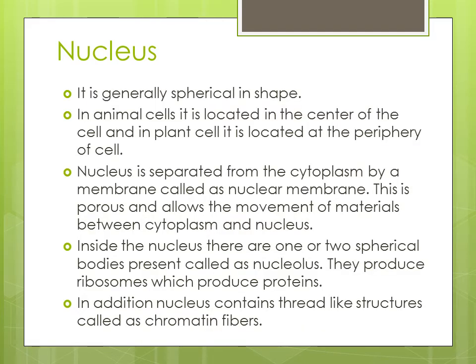In animal cells, nucleus is located in the center of the cell, and in plant cells, nucleus is located at the periphery of the cell. Why is it so? Because in plant cells, there is a presence of one large central vacuole. Central vacuole means centrally placed vacuole. Due to presence of such large vacuole, all the other cell organelles as well as nucleus are pushed towards the periphery of the cell.